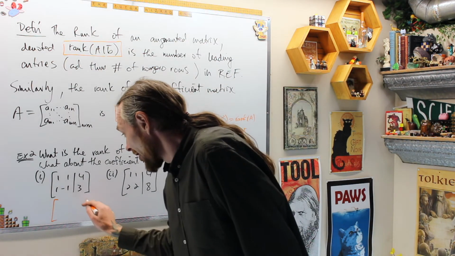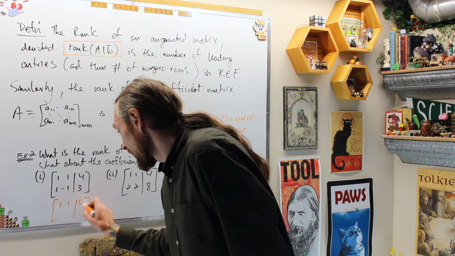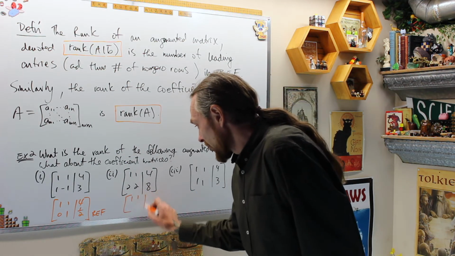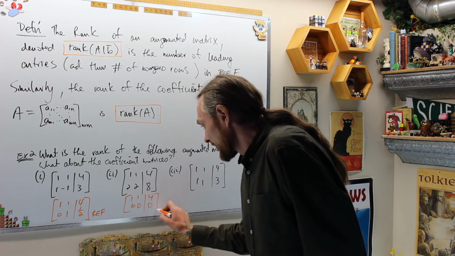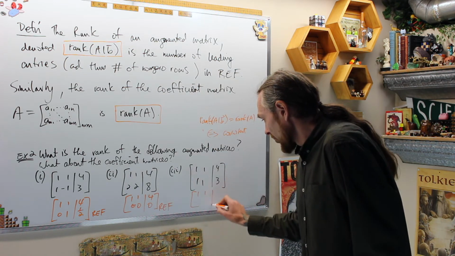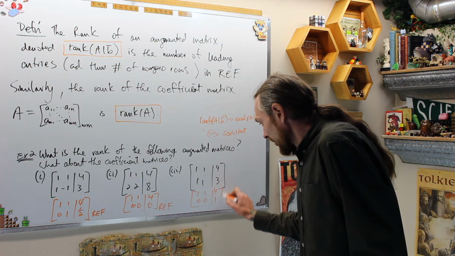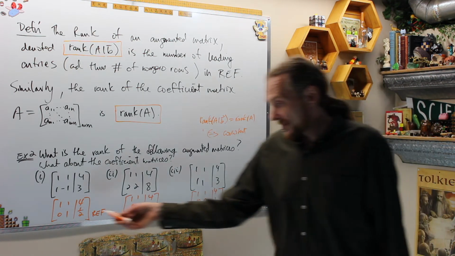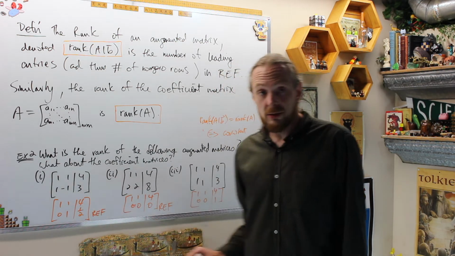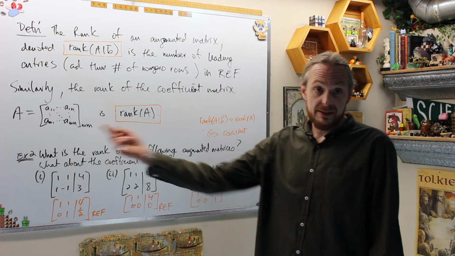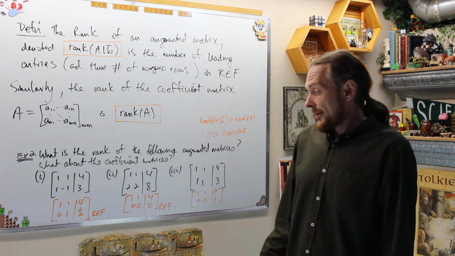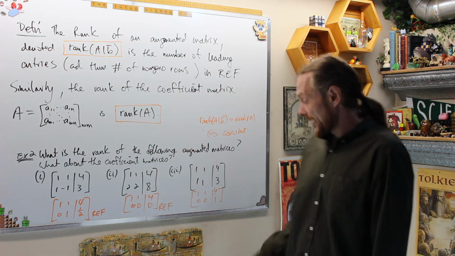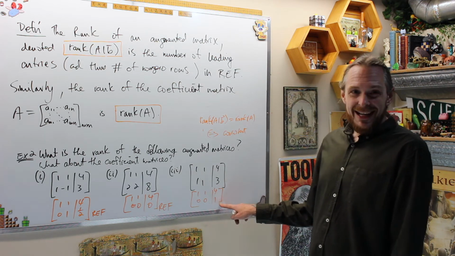But an REF for this guy is 1, 1, 4, 0, 1, 1/2. An REF for this one is 1, 1, 4, 0, 0, 0. And an REF for this one is 1, 1, 4, 0, 0, 1. Therefore, we start looking at this. What is the rank of the augmented matrix? The rank is the number of non-zero rows, 2. So the rank of this augmented matrix is 2. The rank of this one is the number of non-zero rows. The rank is 1. And here is where we start getting into the theorem.